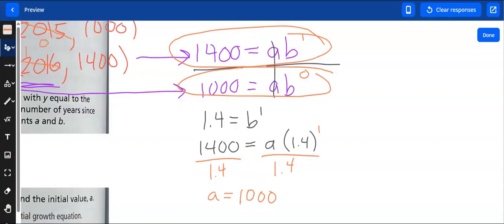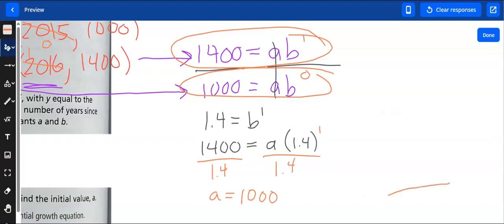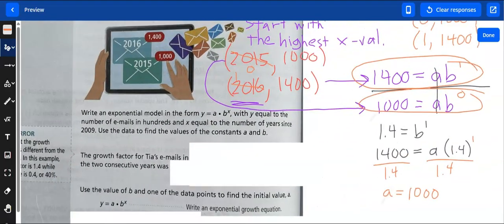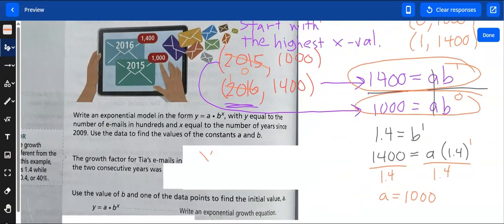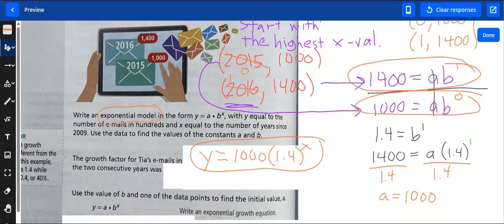What if we had used the other equation? What is B to the 0? B to the 0 is 1. Oh, man, it would have told me that A was 1,000. Doesn't matter, folks. You can plug it back into whichever one you choose. I don't care which one you plug it back into. You're trying to find out what A is. Now, what was the question here? Write an exponential model. Okay, y equals 1,000 times 1.4 to the x power. That's what they just asked me to do. Write the exponential model, folks.